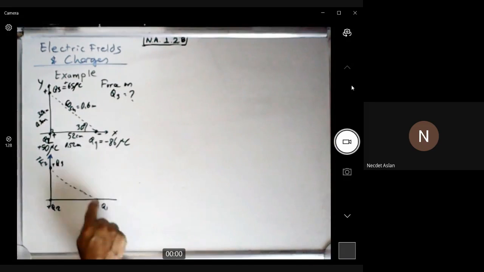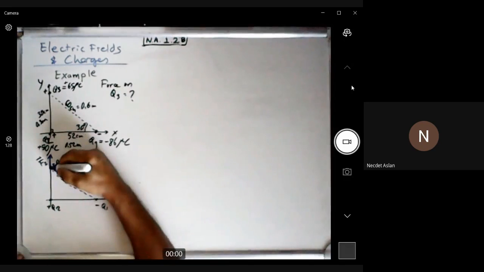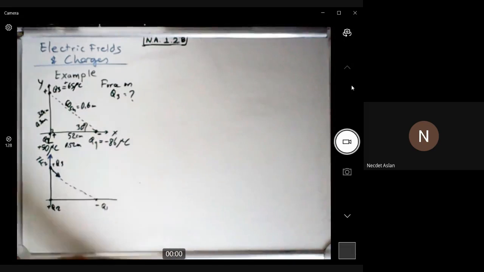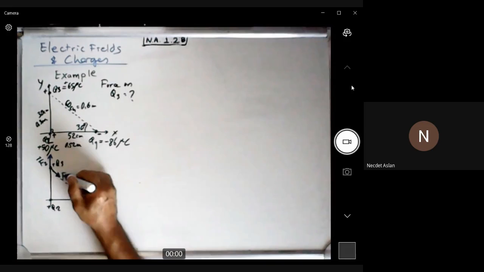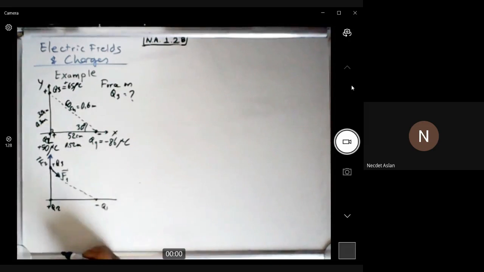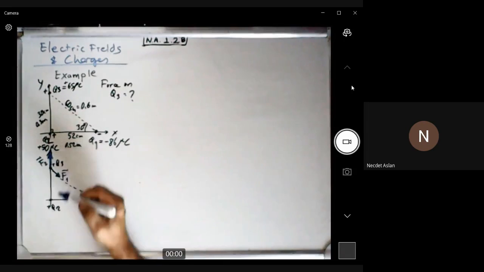What about Q1 and Q3? Because they have different charges, this is an attraction force, so now the direction of the force will be in this way, like that. And then how can we find the net force? Let's write this is F1. This is force F1. Probably F2 will be a little bit longer than F1.